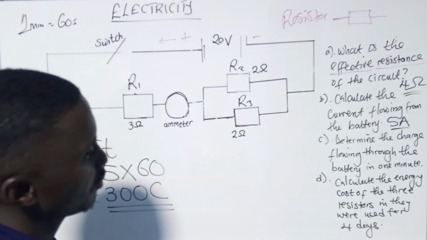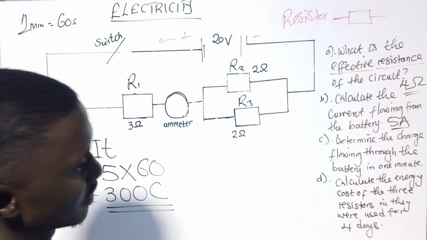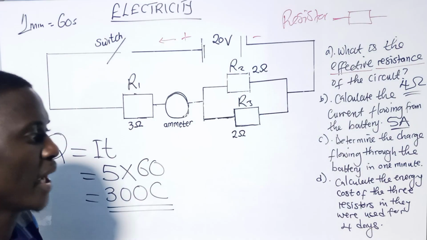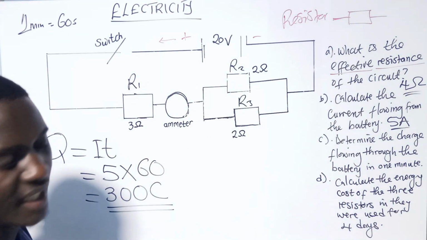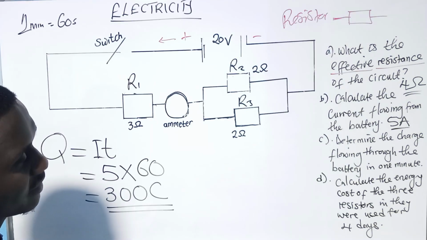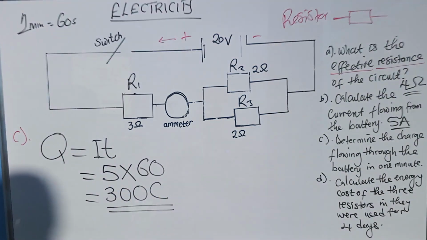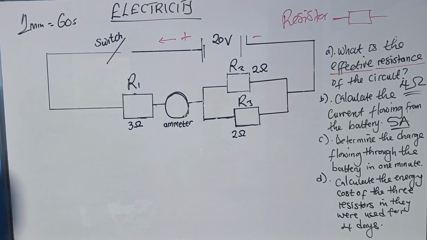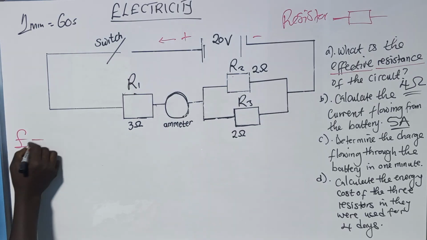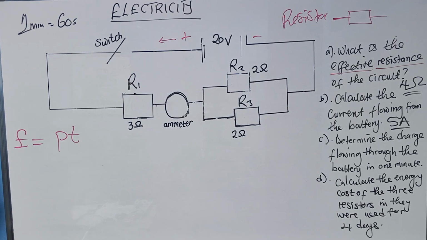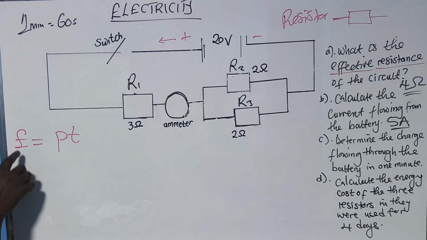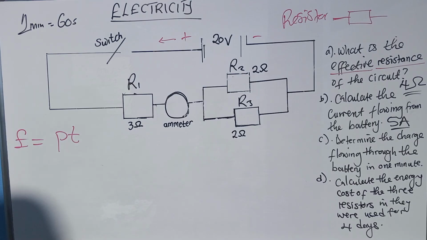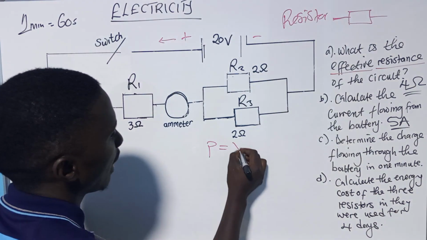Question D is saying we should calculate the energy costs of the 3 resistors if these resistors were used for 4 days. Now, the formula that we use to find energy cost is E is equal to PT. This E stands for energy, P is for power, and T is time. So the first thing that we need to do, we need to find the power.